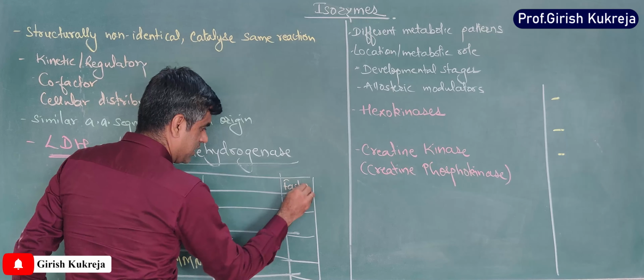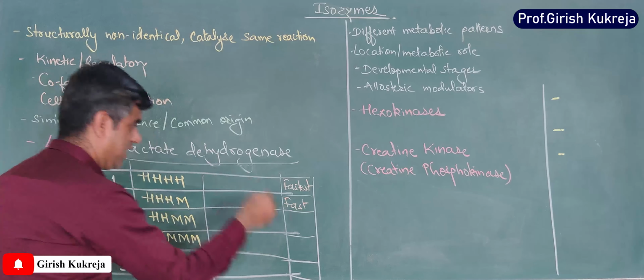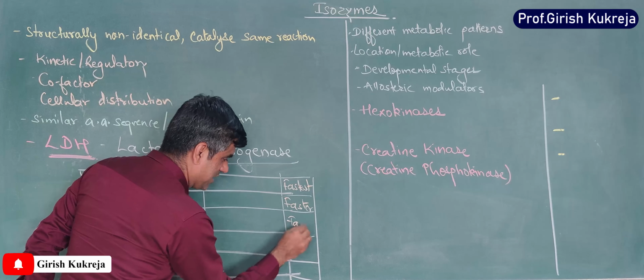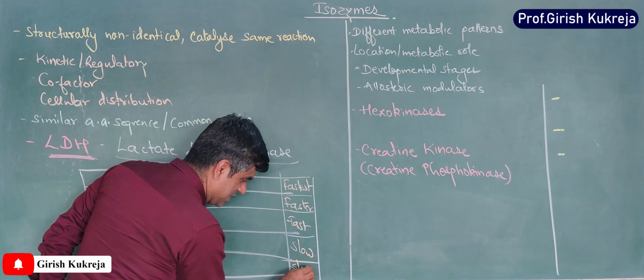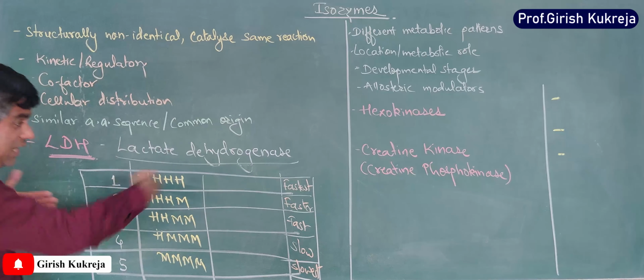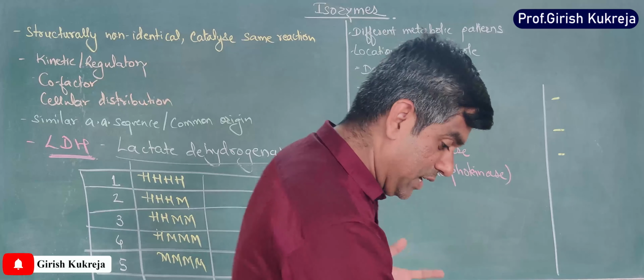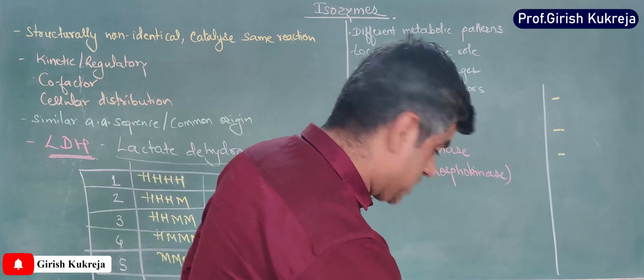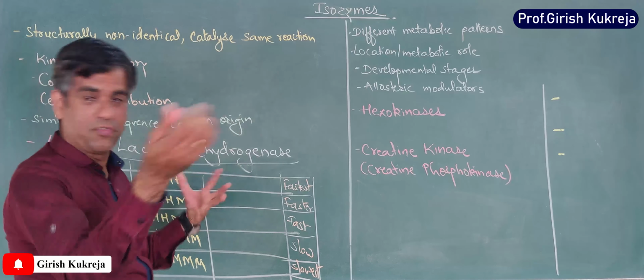So it is, you can say, the fastest one, right? This is comparatively faster. This I'll say is fast, this is slow, and this is sluggish. This is the slowest one. So with simple electrophoresis, since the molecular weights are different, I can separate them. Their distribution inside the cell and inside the organs is also different in vertebrates.